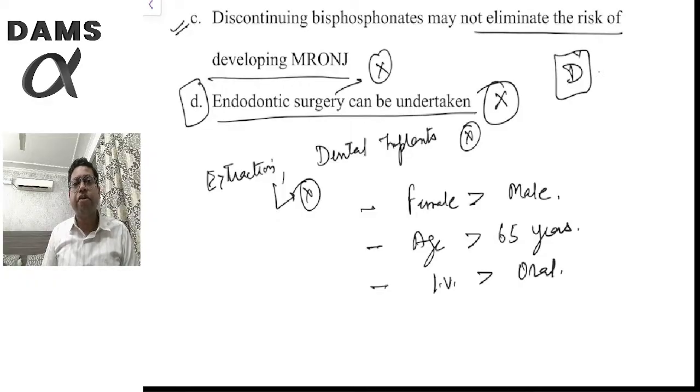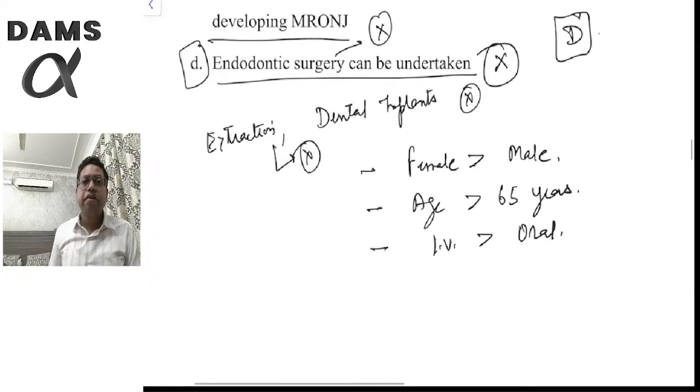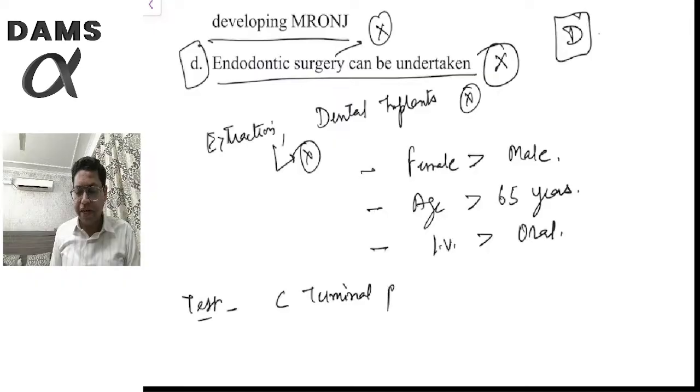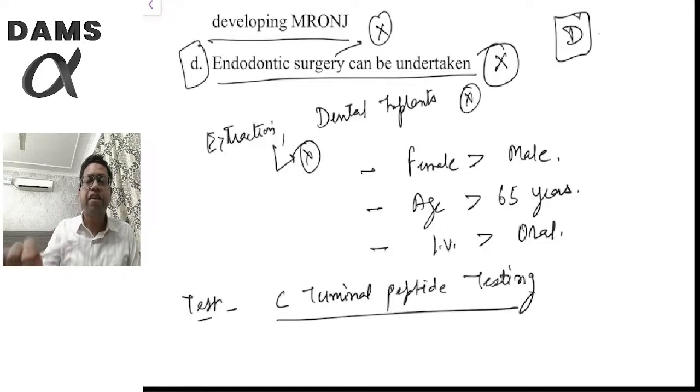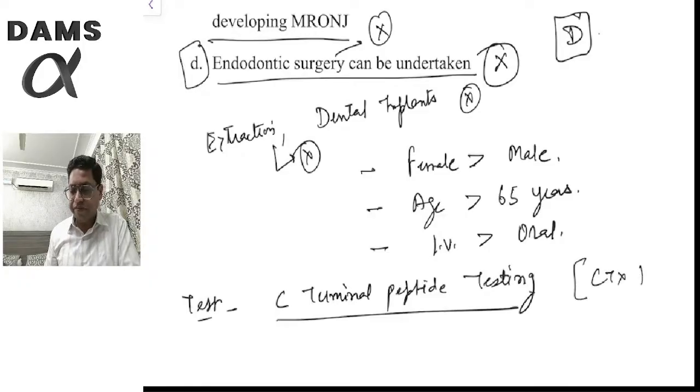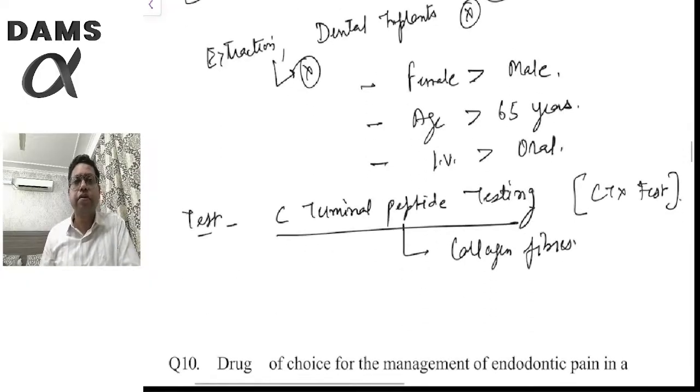This is the important thing about osteonecrosis of the jaw. And what test is used? C-terminal peptide testing. The details of this test are not required. The testing method to determine the probability of developing osteonecrosis is the CTX test, C-terminal peptide of collagen fibers. This is the clinical diagnostic test that is used for this.